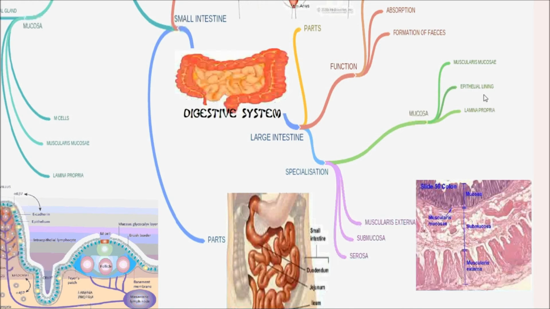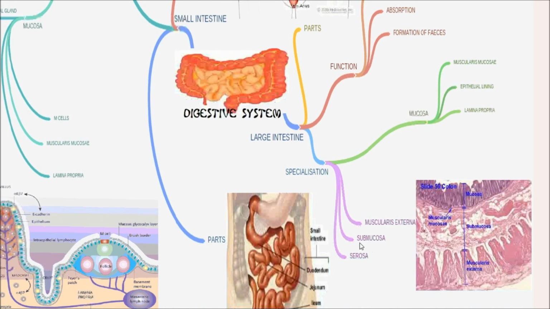The goblet cells occur far more abundantly than in the small intestine. In the lamina propria, the reticular connective tissue is scarce, but there are many lymphoid cells and nodules. This is related to the abundant bacterial population in the large intestine. The muscularis mucosae consists of an inner circular and outer longitudinal layer of smooth muscle. The layer of submucosa consists of loose connective tissue.